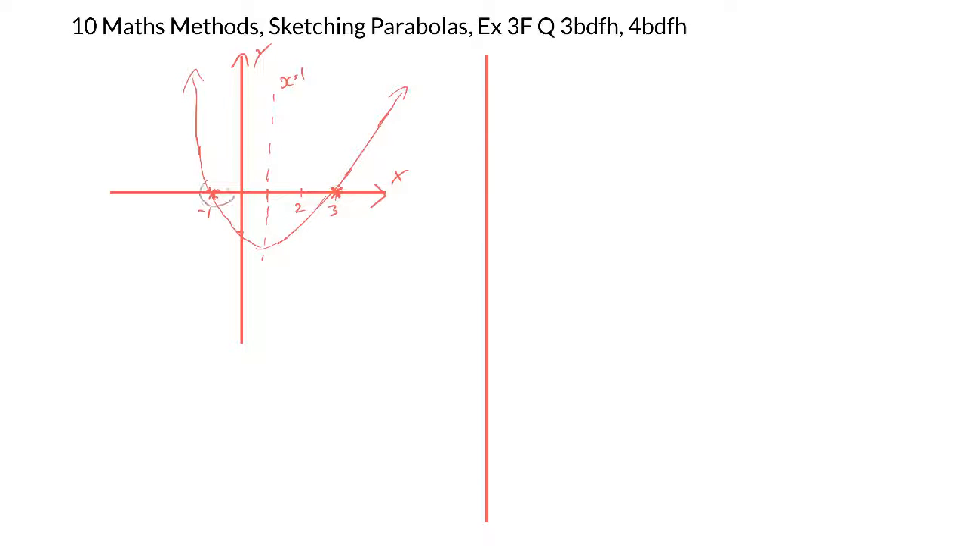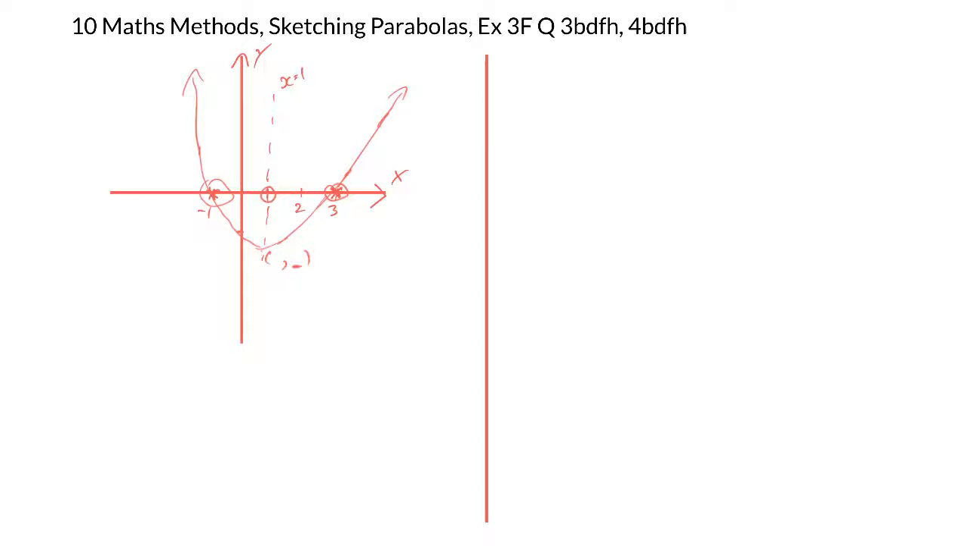So the key thing is, the easiest way to do it is if we can find the two x-intercepts, then halfway will be the x value, and then we will use the equation to calculate the y value to know how far down to go. That's the easiest way to do it.